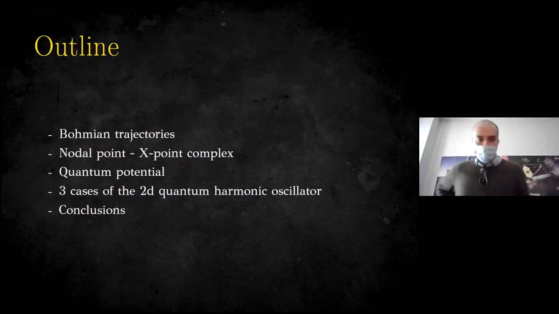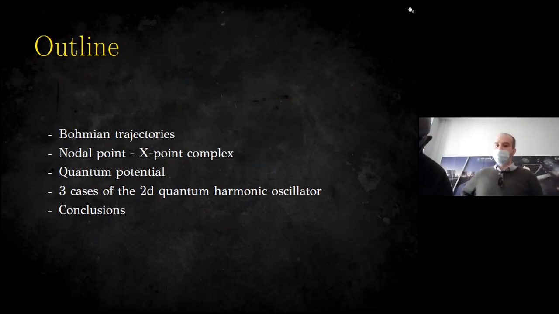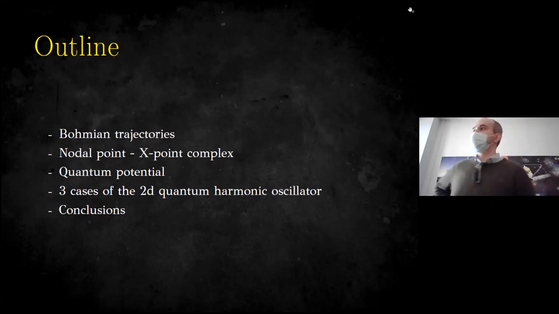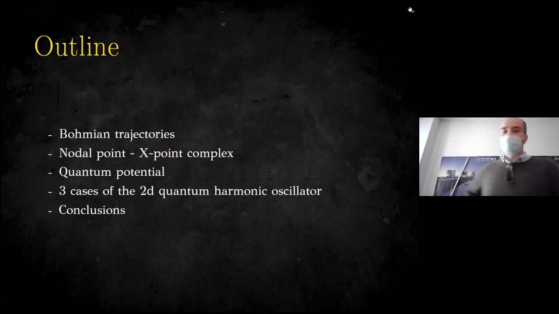Okay. So the outline of this short talk is this one. We're going to talk about the Bohmian trajectories, a very quick review of the nodal point, X point complex mechanism, then a very short introduction to quantum potential, and then our very first results in three cases of different wave functions of the 2D quantum harmonic oscillator. And maybe we can go on with some of our very first conclusions.